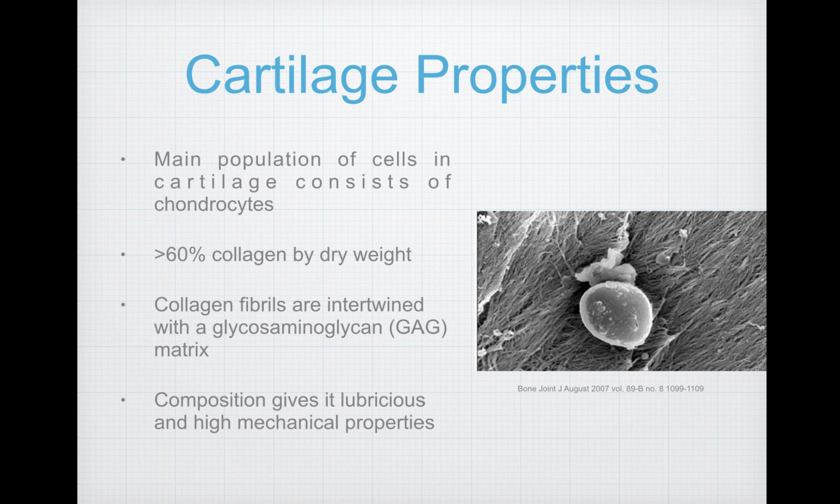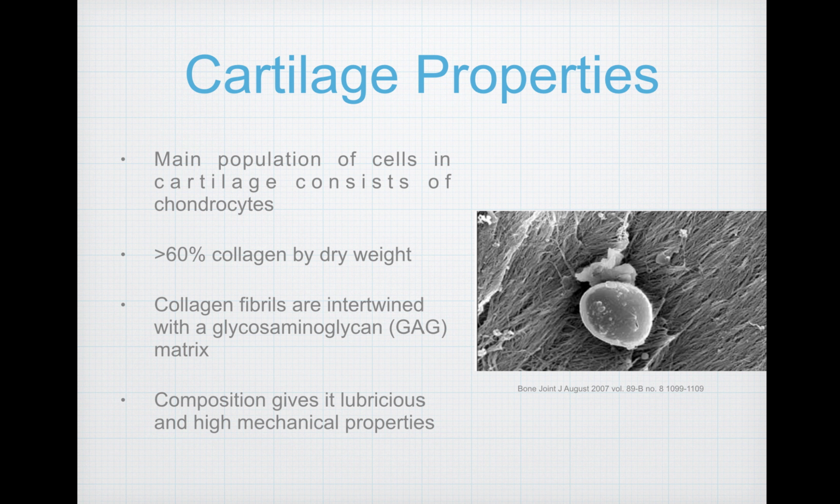Now, the unique mechanical properties of cartilage are attributed to its composition. The main population of cells in the tissue is composed of chondrocytes, but these account for only 2 to 5% of the volume of cartilage. The rest is collagen, primarily type 2, and the collagen fibrils are intertwined with aggregates of glycosaminoglycans, or GAGs, which we learned about in the previous lab.